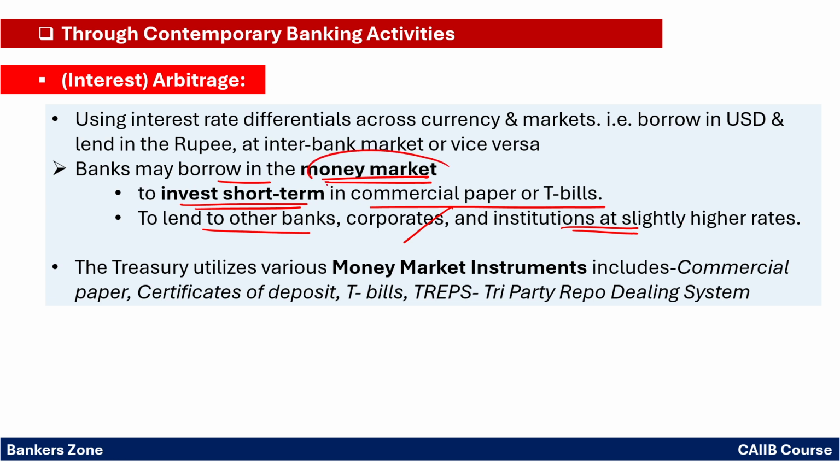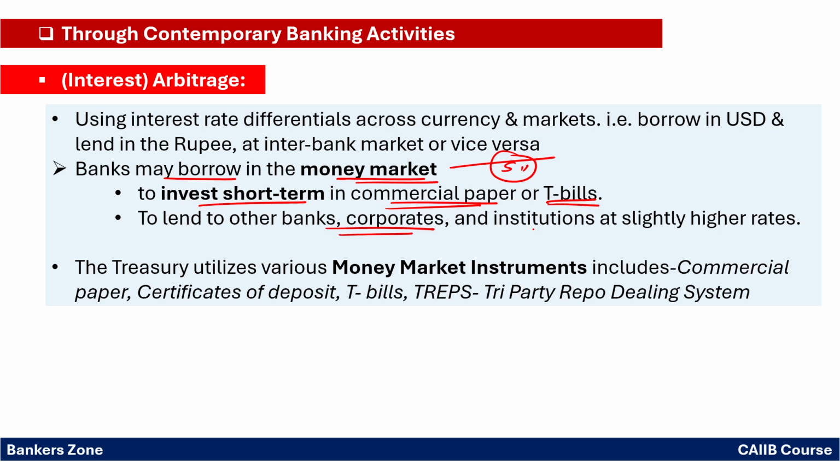In the money market, the bank is taking money, right? The bank can take money and lend it in the form of, say, commercial paper or T-bills. For example, HDFC Bank has borrowed from the State Bank of India at 5%. The same money the bank can invest in short-term commercial papers or treasury bills, or sometimes they can also lend that money to another bank to earn more profit, right? Treasury utilizes various money market instruments.